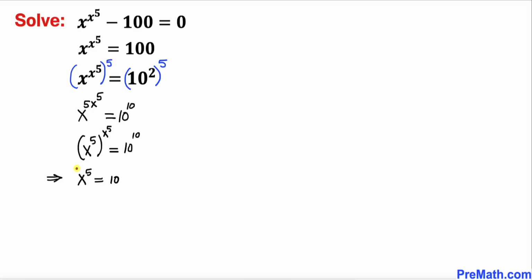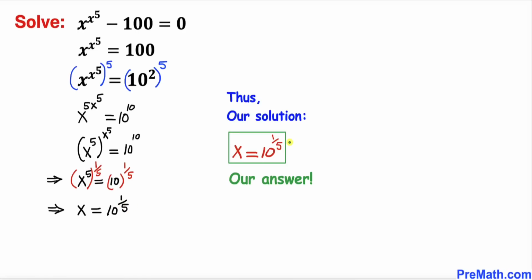And now we are going to take power 1/5 on both sides, power 1/5 on this side and power 1/5 on this side. 5 times 1/5 is simply 1, so that is going to give us simply x equals to 10 power 1/5. So thus our solution turns out to be 10 power 1/5, or it could be written as 5th root of 10.